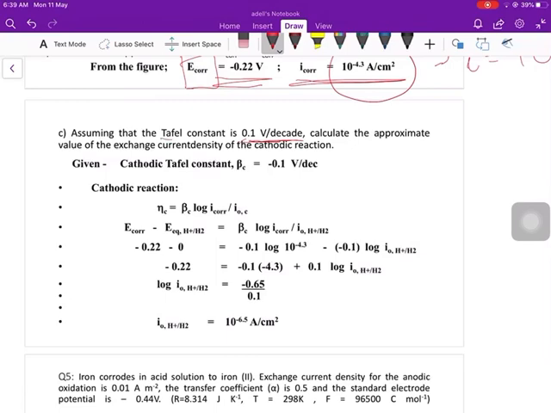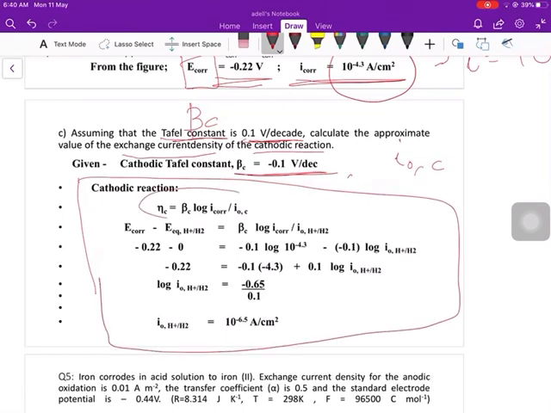Next, C. Assuming that the Tafel constant is 0.1 volt per decade. Okay, this is the slope, the Tafel constant, beta. Calculate the approximate value of exchange current density of the cathodic reaction. So you need to find E naught for the cathodic reaction. So this is beta C. Okay, so this is the value. So use the Tafel equation for cathodic. So use this. Okay, so this is given.